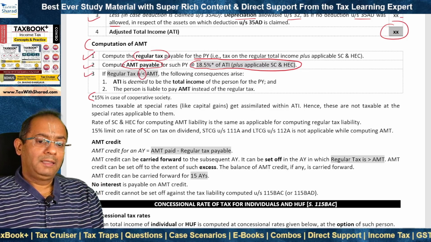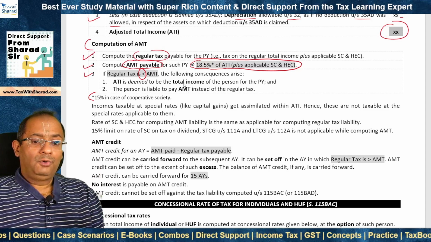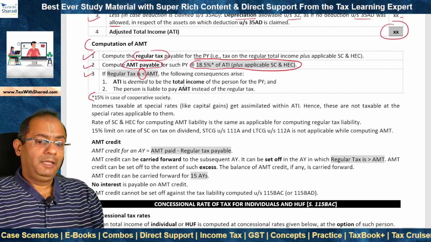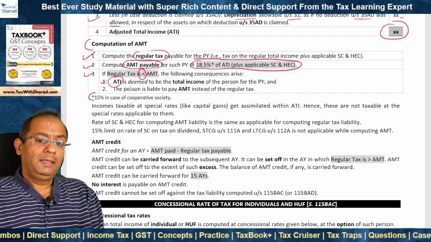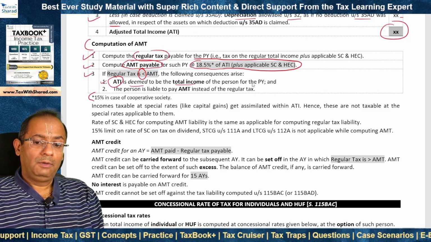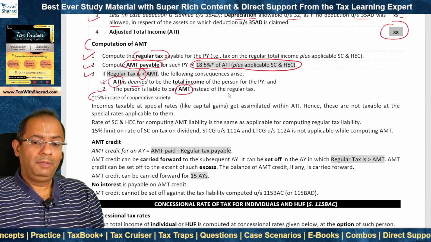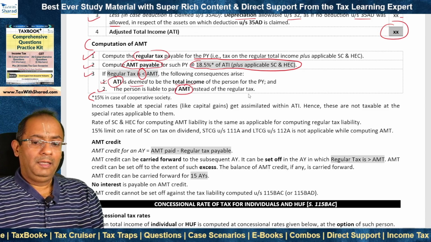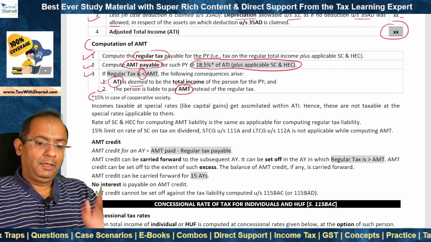If regular tax is less than AMT, not more. If regular tax is more than AMT, then regular tax is payable, AMT is not payable. But if regular tax is less than AMT, then ATI is deemed to be the total income of the person for the previous year, and consequently the person is liable to pay AMT instead of the regular tax.